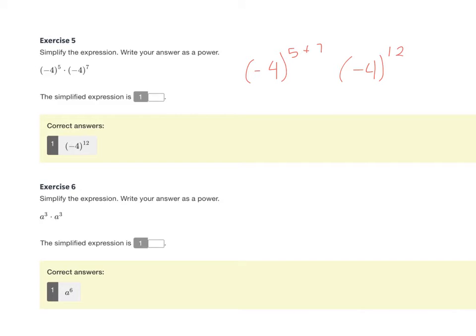Number 6, simplify the expression. We have a to the 3rd times a to the 3rd. The bases are the same, and we have multiplication, so we're going to add the exponents. So this is going to be a to the 3 plus 3, which is going to be a to the 6th.